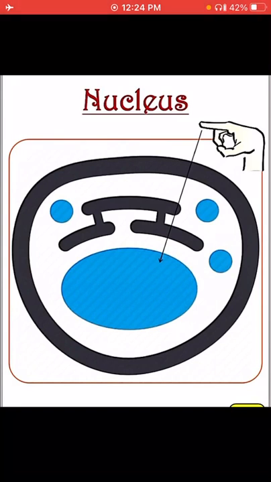Mostly it is found that the nucleus is monokaryotic in nature, or we can say uninucleate. There are cells which are uninucleate, cells which are binucleate, and cells which are multinucleate. Binucleate is found in ciliated protozoans, multinucleate is found in Opuntia. So mostly they are monokaryotic.